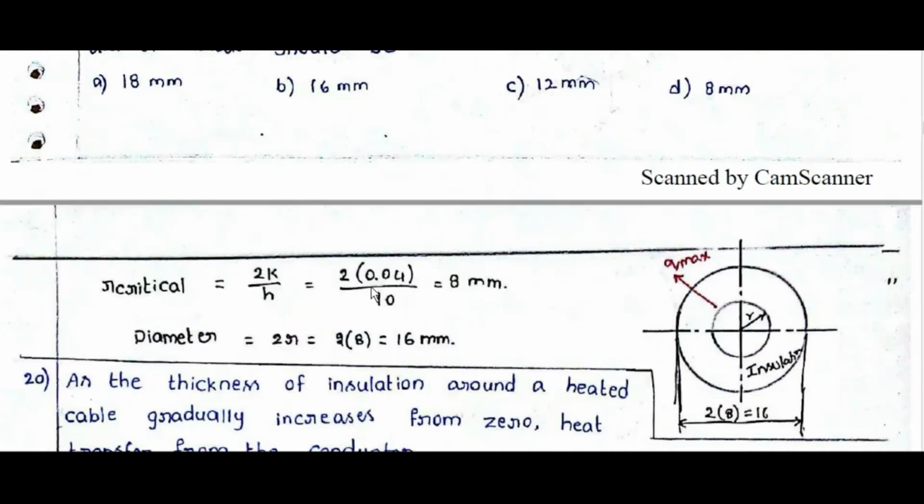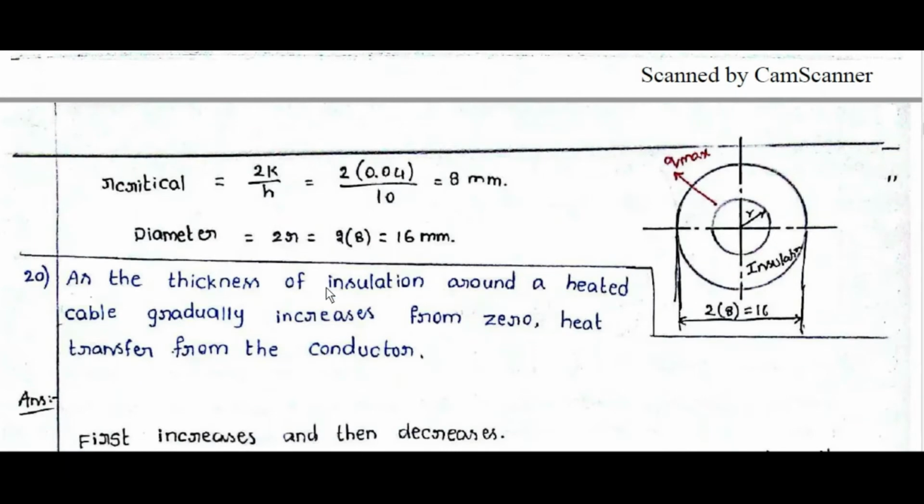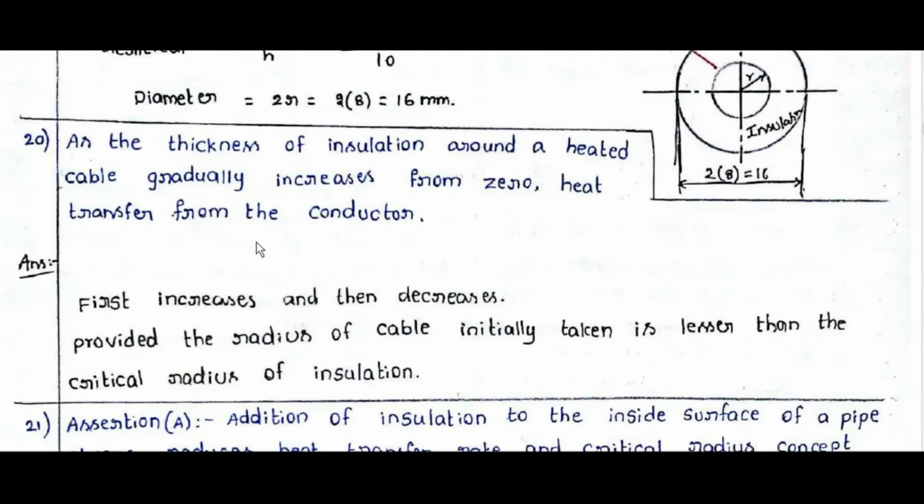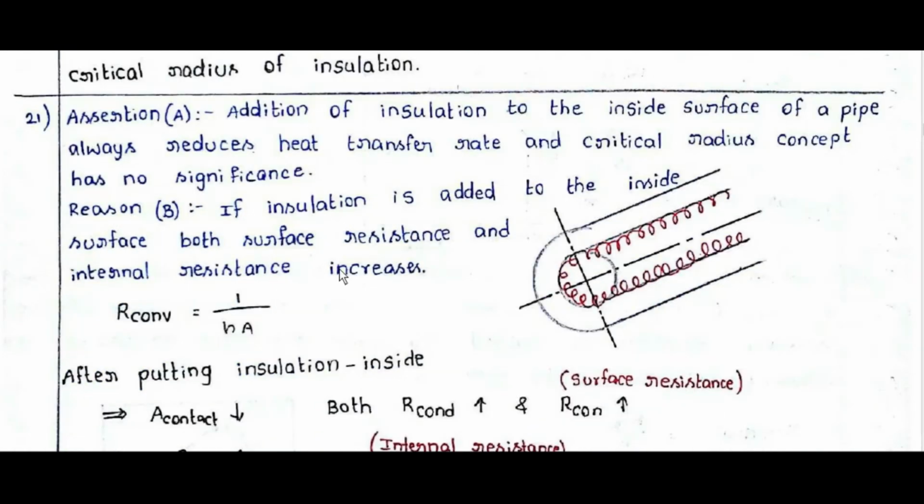Then for a sphere, R critical is equal to 2K by H. As the thickness of insulation around a heated cable gradually increases from 0, heat transfer from the conductor first increases and then decreases, provided the radius of the cable is initially taken less than the critical radius.